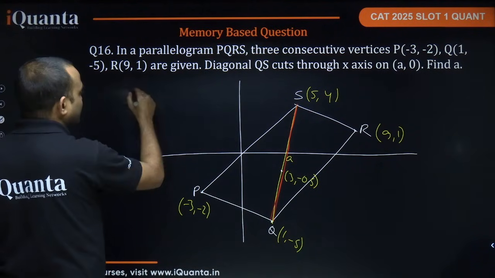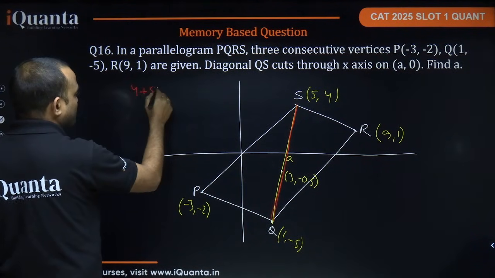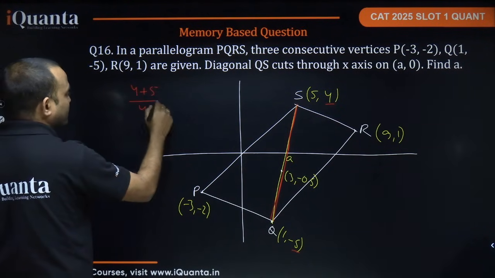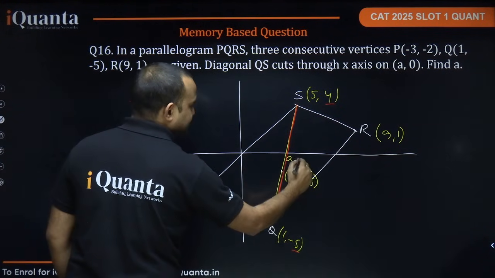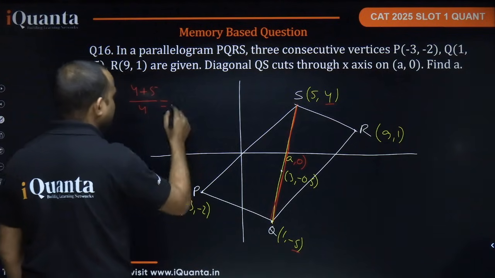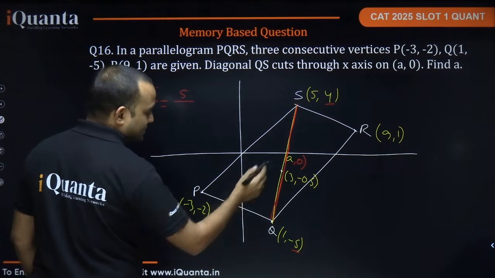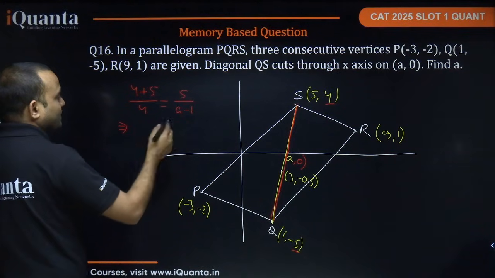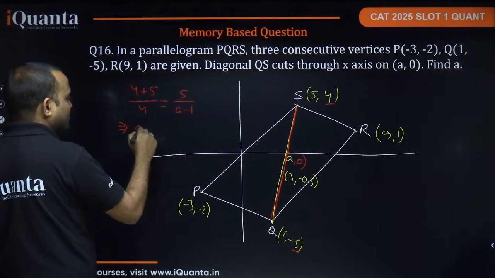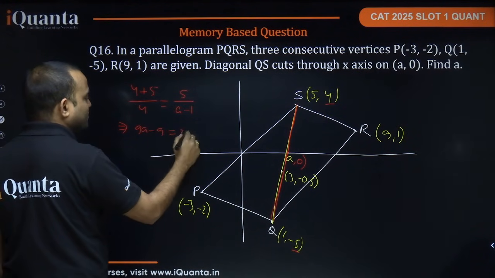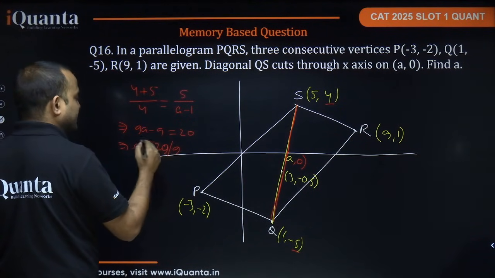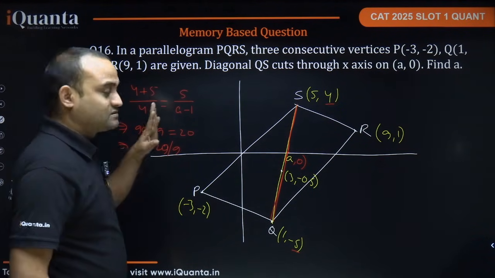y2 minus y1, 4 minus 5, so 4 upon 4 plus 5, 5 minus 1, 4 should be equal to, this is A0, correct? So 0 minus 5, 5 upon A minus 1. This is what we are looking for, right? So this will be 9, so 9A minus 9 is equal to 20, or A is equal to 29 by 9. That was the correct answer.